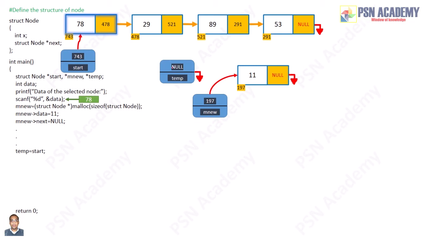So we fix this temp at start, because temp will visit each node one by one and check whether the data part is 78 or not. So whenever it will find 78 in one of these nodes, it will stop there. So this is our plan.